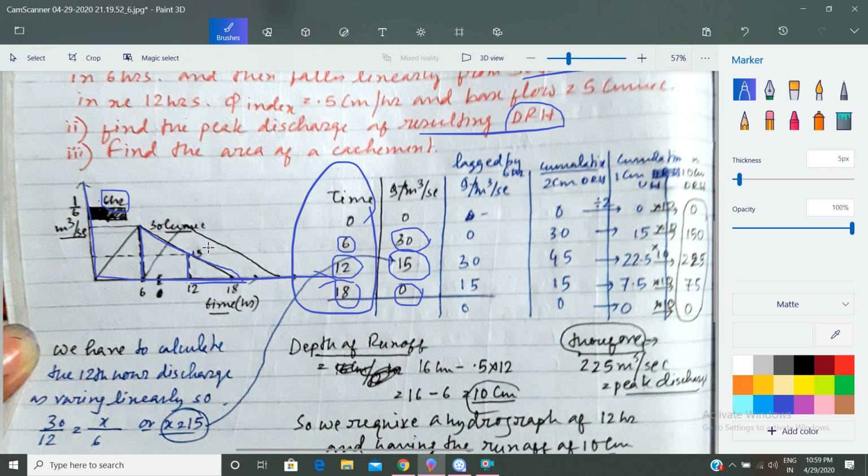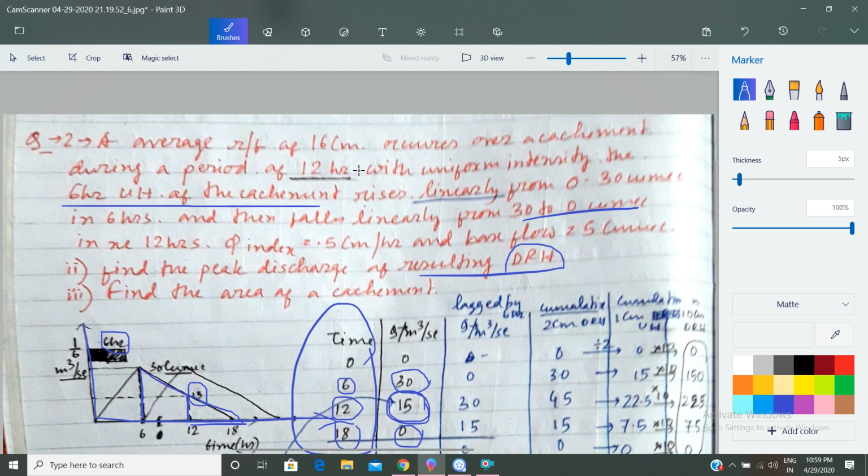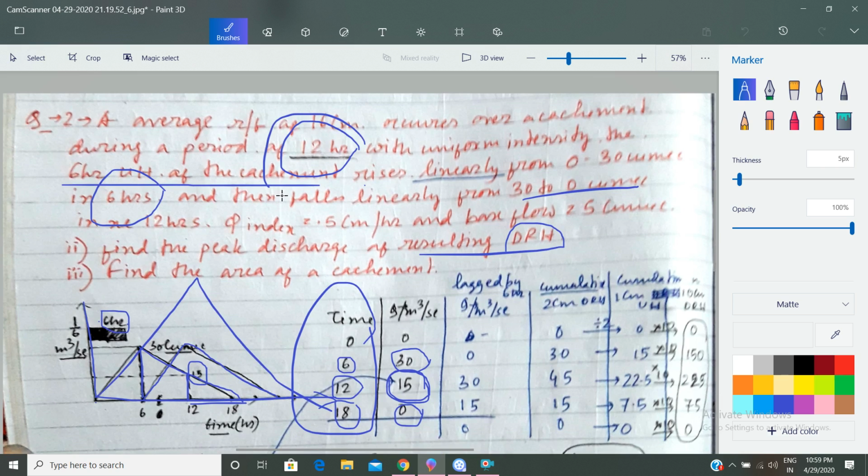Okay, I can get this as 15. So I have written it like this. Now see, we have a 12-hour duration storm, but here a 6-hour duration unit hydrograph is given. So we need to draw another 6-hour duration unit hydrograph. Then we have to add this, and then we will get the unit hydrograph of 12-hour duration. After that, we can get the 12-hour duration direct runoff hydrograph. This will be the process of our proceedings.